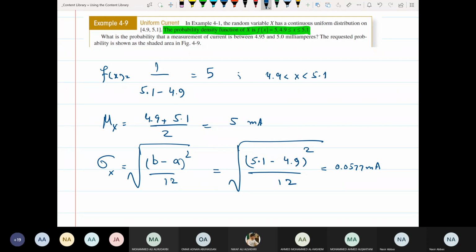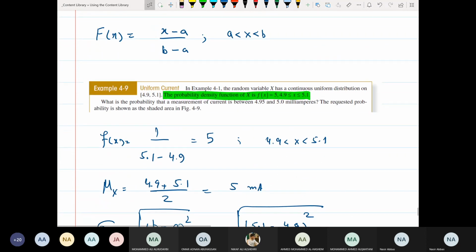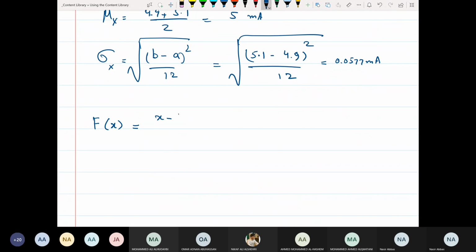If I ask you to find some probability, and before probability, if I ask you to write the capital F of x, you should be able to write it from here. Let me copy it. It's x minus a over b minus a. So it is x minus a over b minus a. And this I think is 5 times x minus 4.9. That is the CDF. From the CDF, now you can find almost everything.